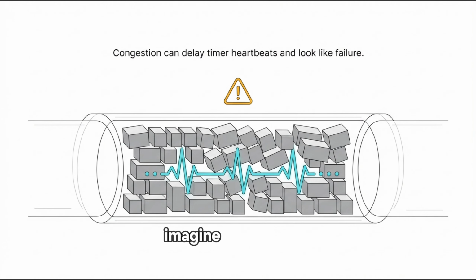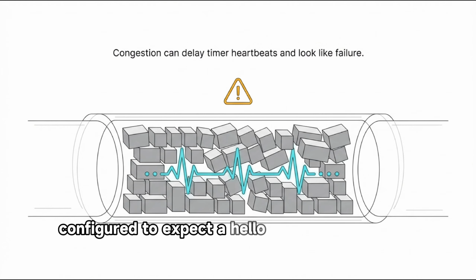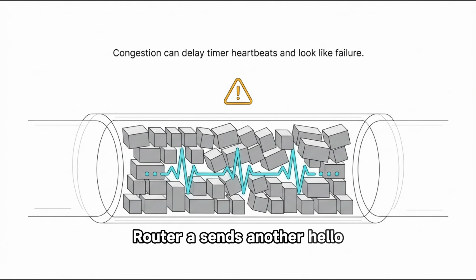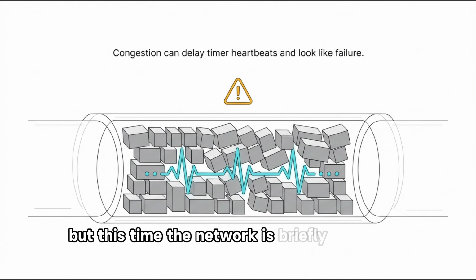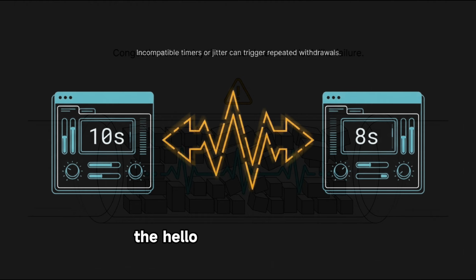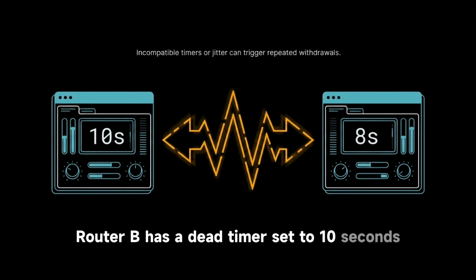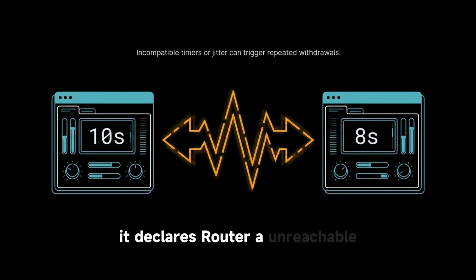Imagine two routers configured to expect a hello message from each other every 10 seconds. Router A sends a hello. Router B receives it. 9 seconds pass. Router A sends another hello, but this time, the network is briefly congested. The hello arrives at router B 11 seconds after the last one, 1 second late. Router B has a dead timer set to 10 seconds. It declares router A unreachable.